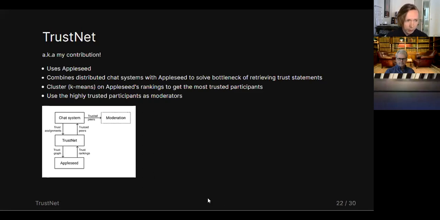We can see where TrustNet fits in. The chat system passes on people's trust assignments, keeping track of who has done that, and passes it to TrustNet. TrustNet then takes the trust assignments and creates a trust graph. Appleseed uses the trust graph to find the rankings. TrustNet then separates the rankings using the clustering technique to get the trusted peers, which are then used for moderation. TrustNet also adds support for these trust areas and a much simpler and more robust trust system. But importantly, it simplifies interaction with Appleseed through a simple API and takes care of edge cases where Appleseed's rankings fail, which I'll try to show in the demo.